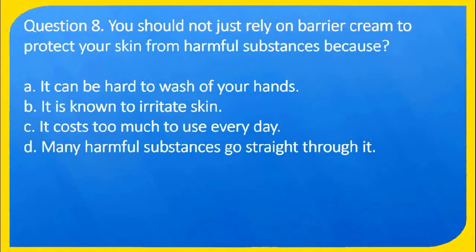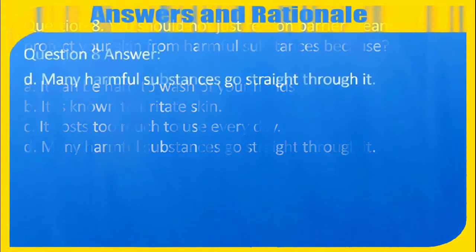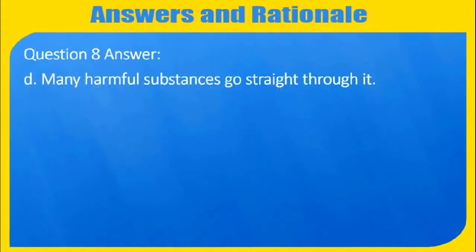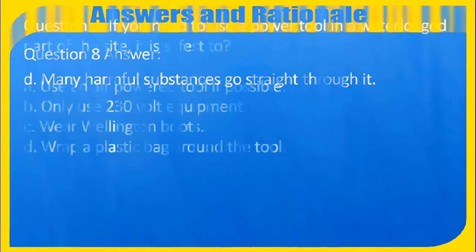Question 8. You should not just rely on barrier cream to protect your skin from harmful substances because: A. It can be hard to wash off your hands. B. It is known to irritate skin. C. It costs too much to use every day. D. Many harmful substances go straight through it. Question 8. Answer D. Many harmful substances go straight through it.